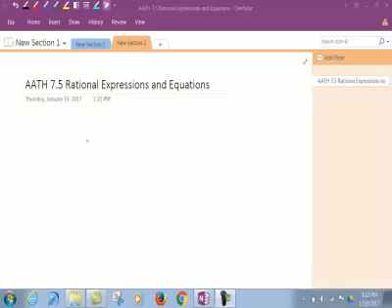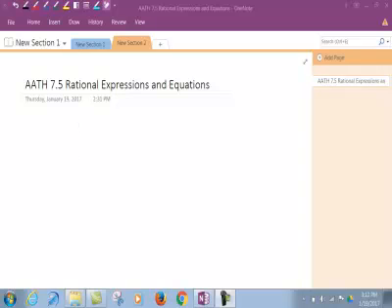In section 7.5, we'll explore rational expressions and rational equations. Next year when you take pre-calculus, you'll spend quite a bit of time graphing them, but in this class we simply perform operations and solve the equations. So we're going to start out by asking the question, what is a rational function?